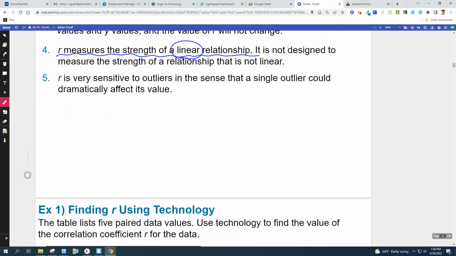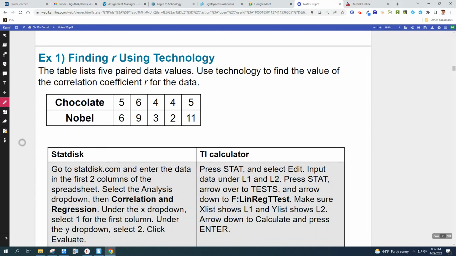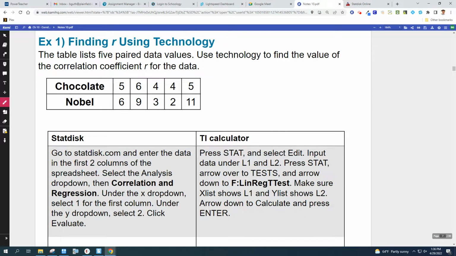All right, now number one, we want to find the R value using technology. And this is going to be kind of easy. Down here at the bottom, I've given you two different methods. I've got directions for using StatDisk and directions for using TI. So you can follow those. I would recommend StatDisk. That's what I'm about to show right here.